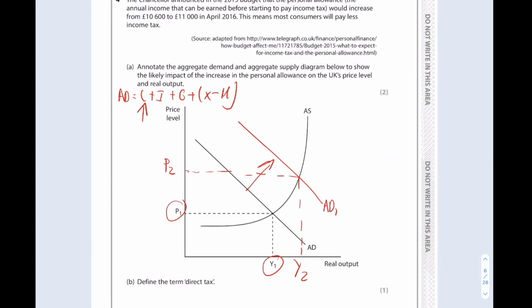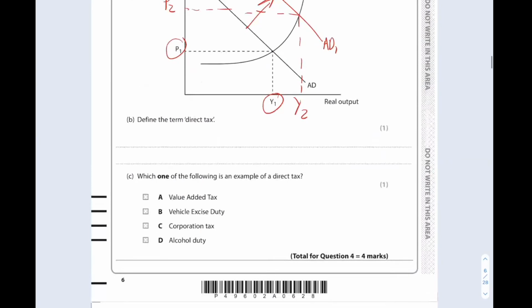Okay, direct tax. So in this case, what they're really looking for is for you to mention the fact that a direct tax is one where the burden of tax can't be passed on.